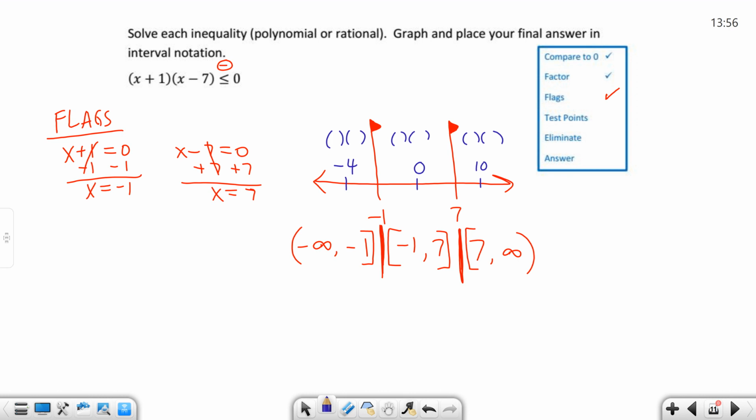So I take negative 4 and I plug it in right here. So negative 4 plus 1, right, is what? Negative 3. But it doesn't matter if it's negative 3 or negative 33 or negative 333. It just matters that it's negative. So it's a negative number.